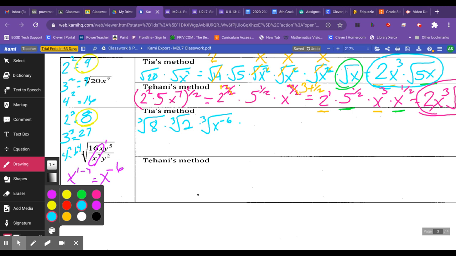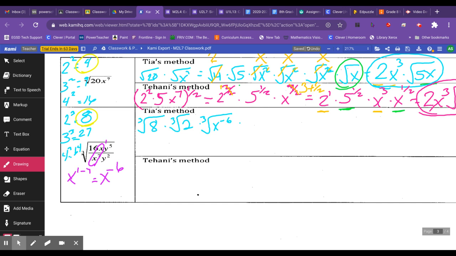Now let's look at the y's. The y's are 5 and 2. So that would be y to the 5 minus 2, which is y to the third.